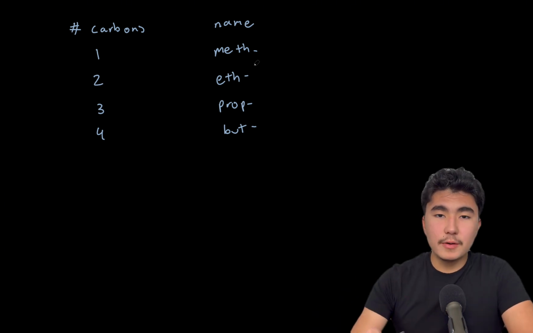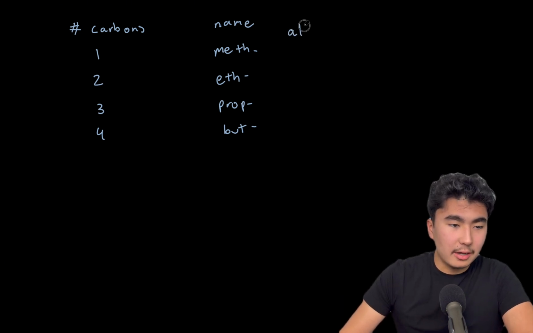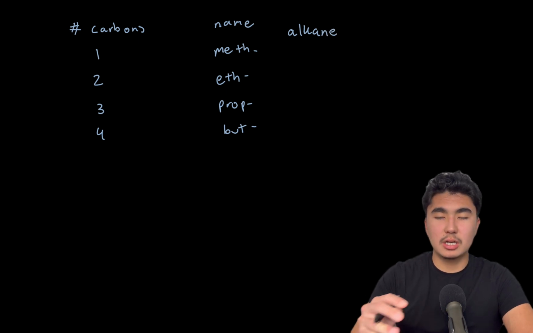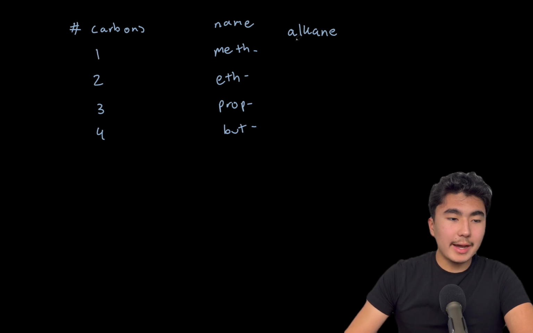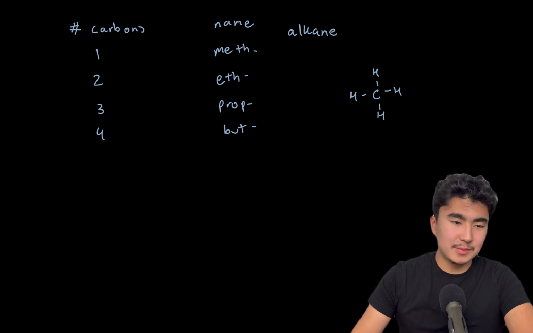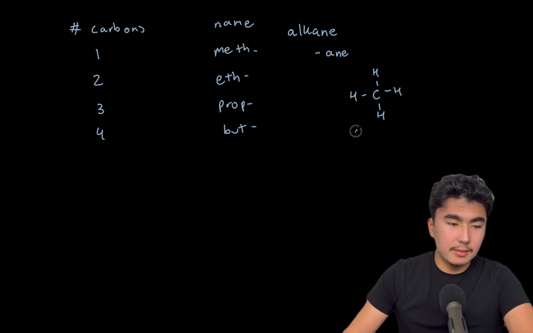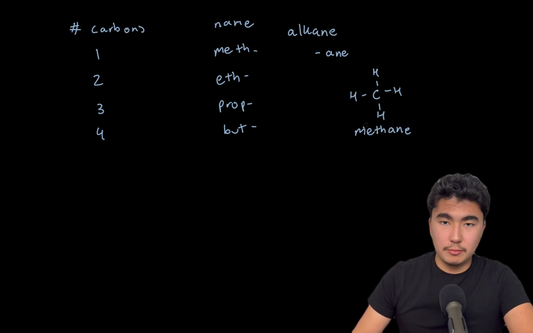So this is very important to know, because if we're naming our compounds, let's say we have an alkane. So an alkane is just going to be single bonded carbons and hydrogens. So when we add an ane to it, if we have a carbon that's bonded to 4 different hydrogens, we are going to have a methane. So alkanes have the suffix ane, so it would be meth plus ane, and this molecule over here would be a methane. Same for ethane.